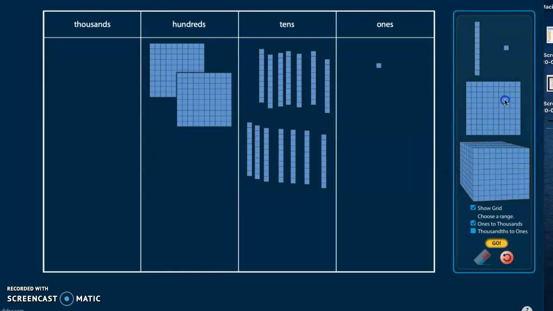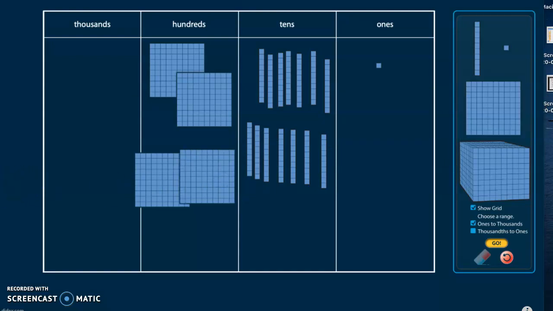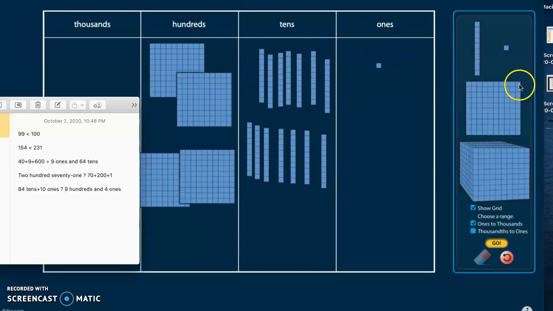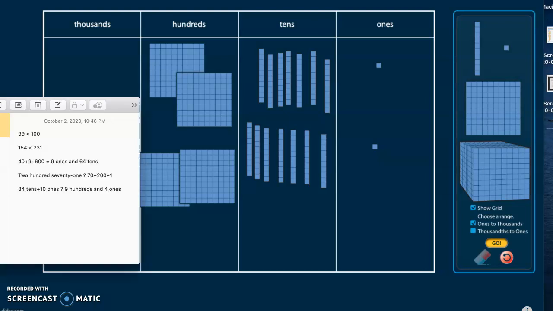Then 2 100s again for 200. So 1, 2, and look at that, 1, 1. 2 of the same number again. So that will also be equals. Goodness, I keep messing that up.